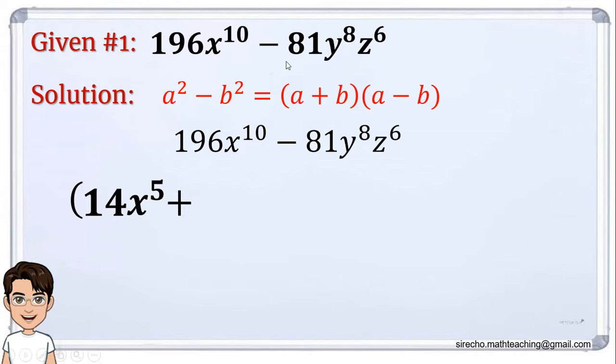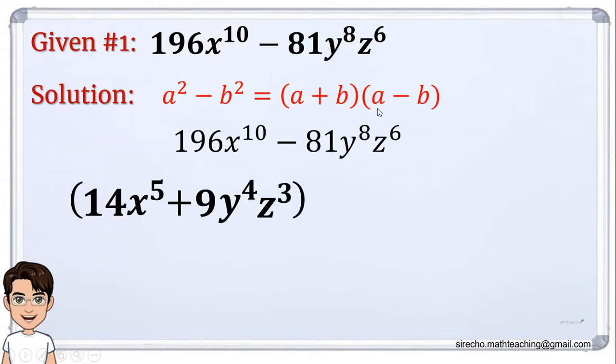Plus, since we are following this pattern, 81, the square root of that is 9. And then y to the 8th, same with x to the 10th, we just take 1 half of our exponent, so that is y to the 4th. And we have z to the 6th, and that is z to the 3rd power. And that is our first binomial factor, a plus b.